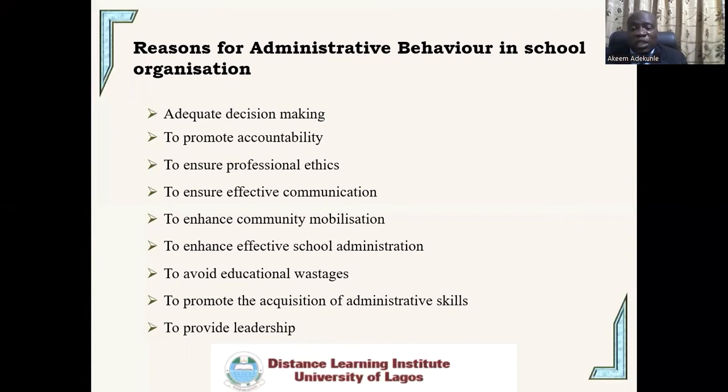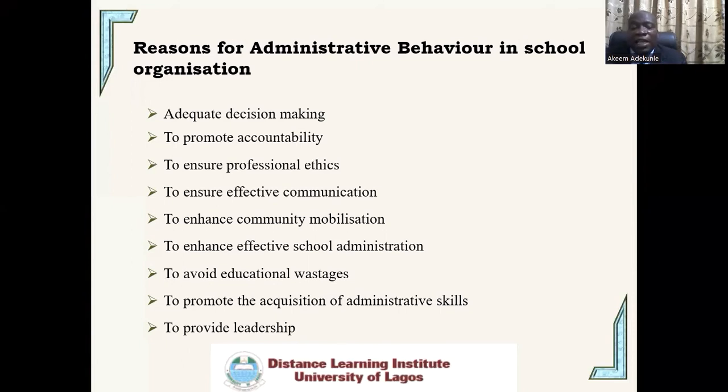And it also helps to promote the acquisition of administrative skills, in terms of conceptual skills, in terms of human relations skills, in terms of technical skills that are needed by administrators in order to function effectively. Administrative behavior will help in the acquisition of these skills that will also help in bringing about effective school administration.